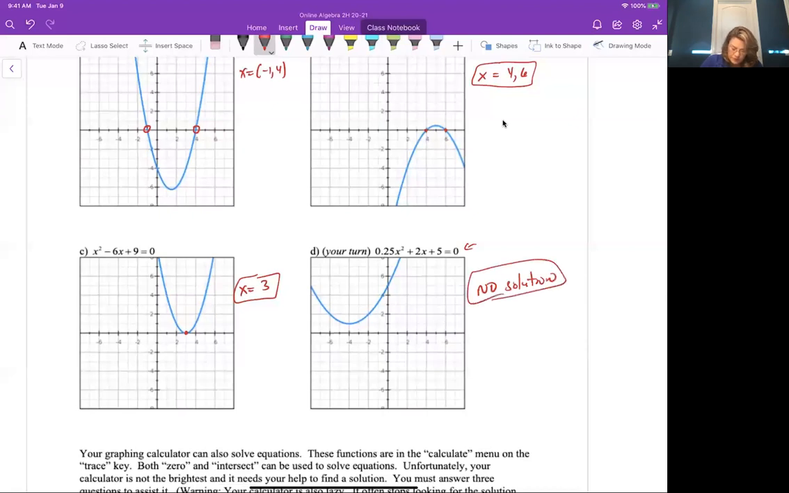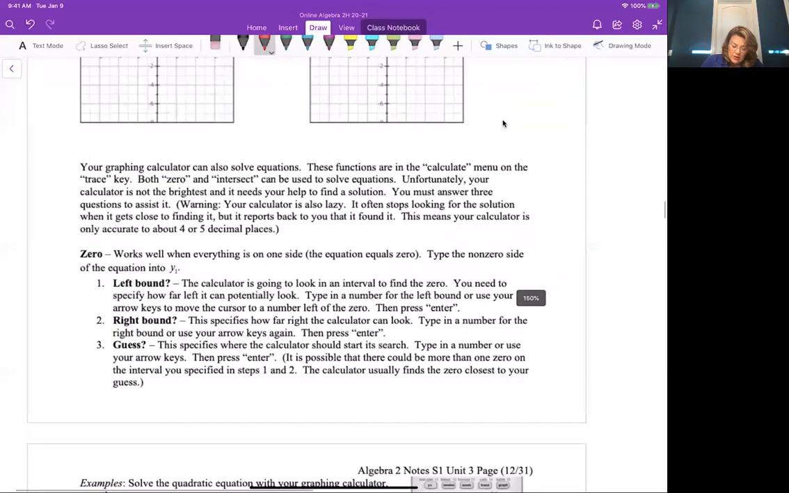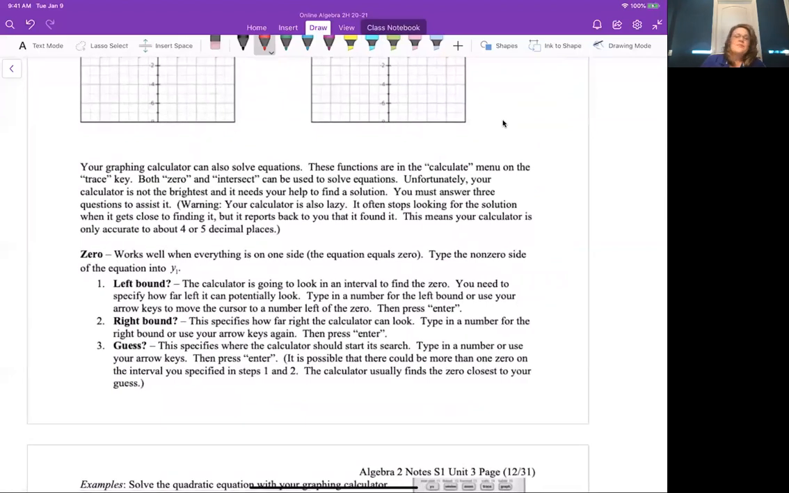Now, we need to learn how to use our graphing calculator. In my lesson for today, I have also included these worked out in the TI-84 screen, so you can go and look at that directly if this is hard to follow. Your graphing calculator can also be used to solve equations.